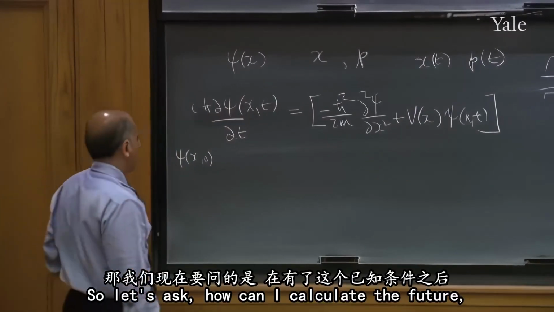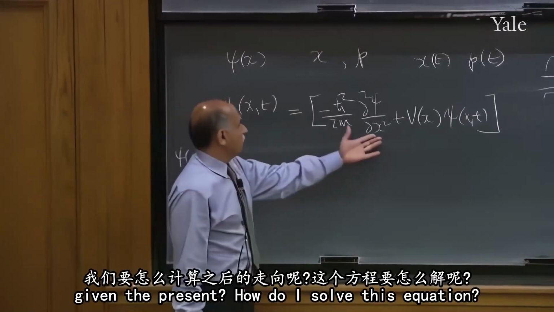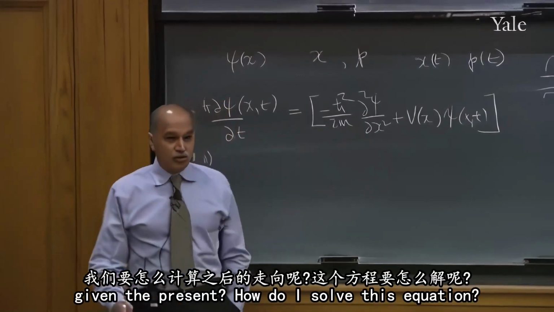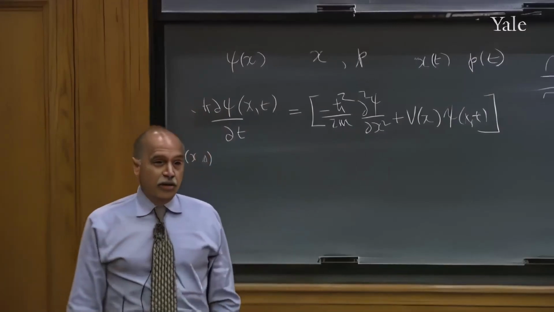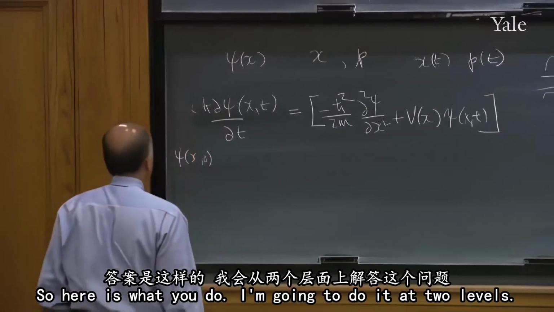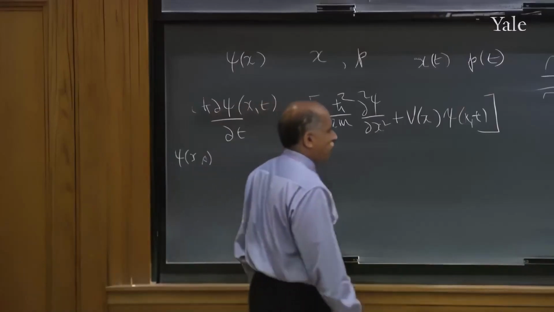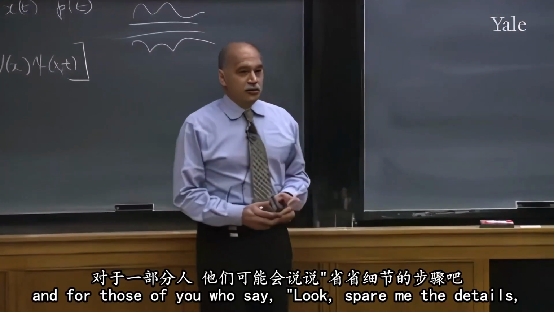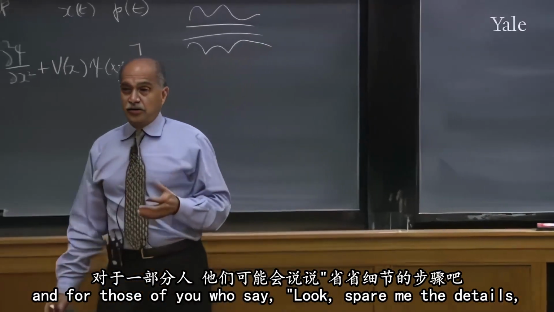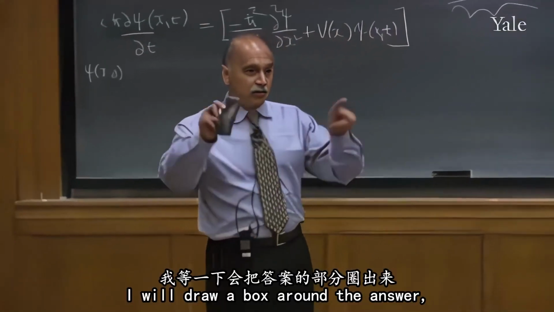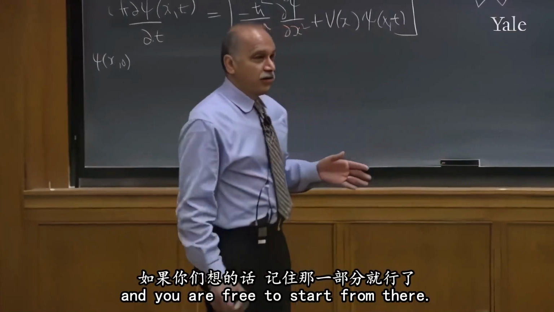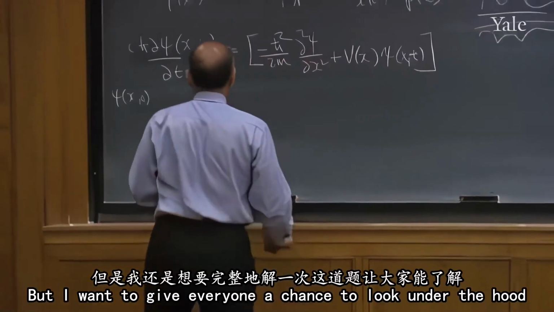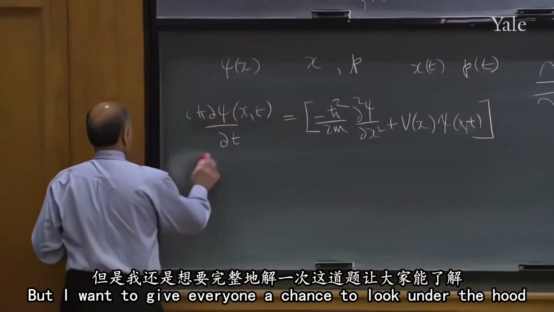So let's ask, how can I calculate the future given the present? How do I solve this equation? So here is what you do. I'm going to do it at two levels. One is to tell you a little bit about how you get there. And for those of you who say, look, spare me the details, I just want to know the answer, I will draw a box around the answer, and you're free to start from there. But I want to give everyone a chance to look under the hood and see what's happening.